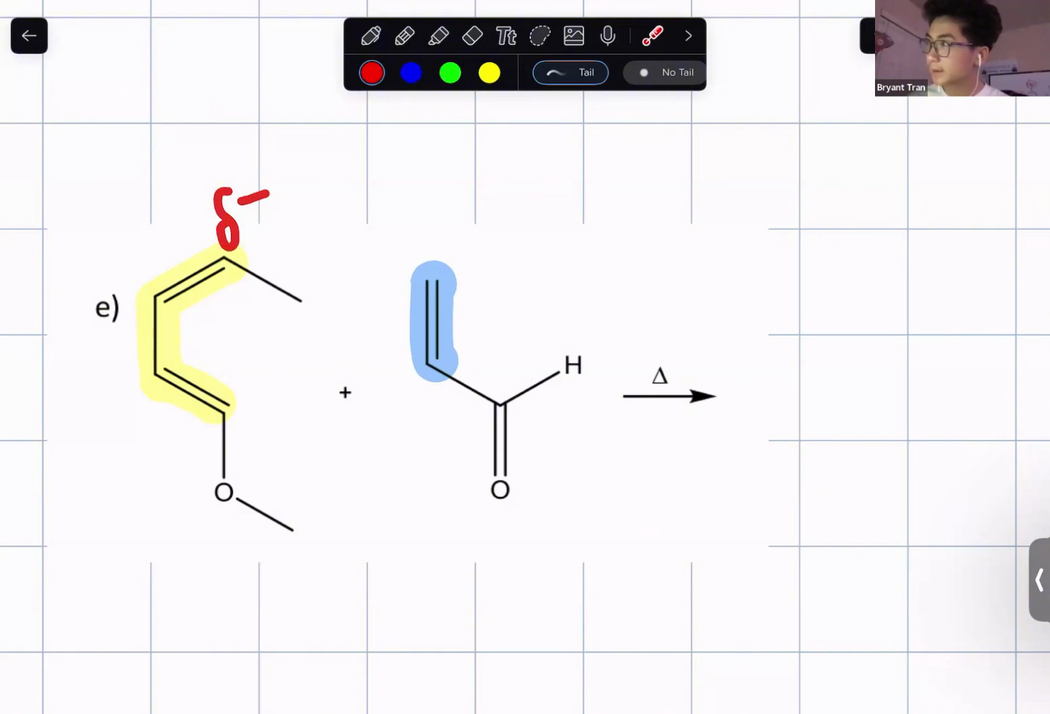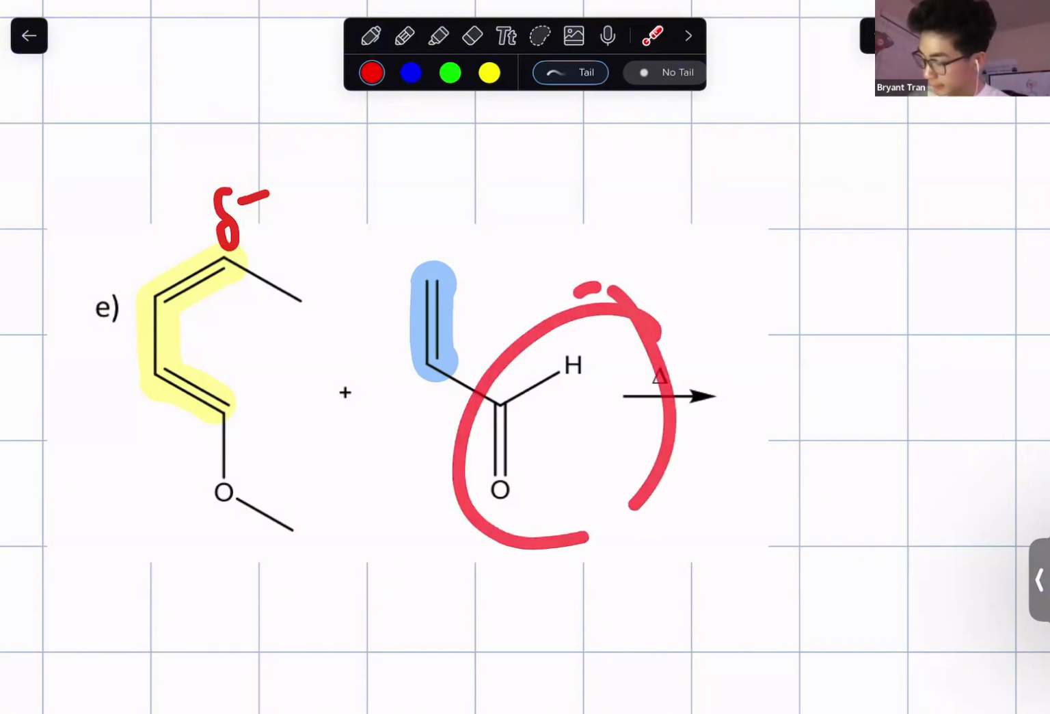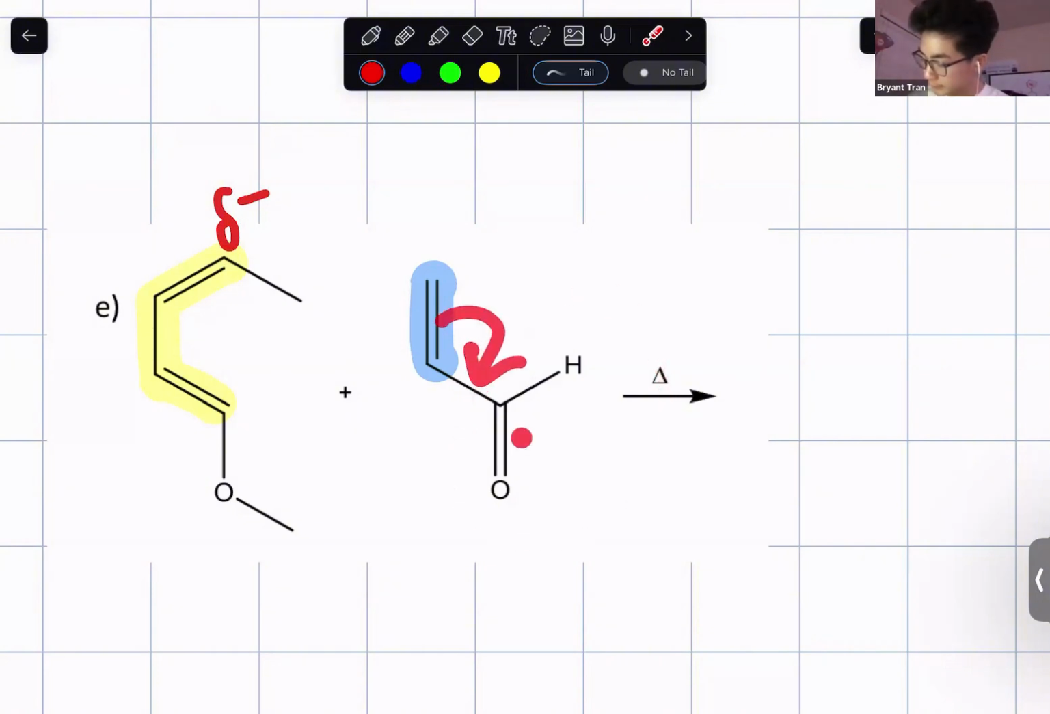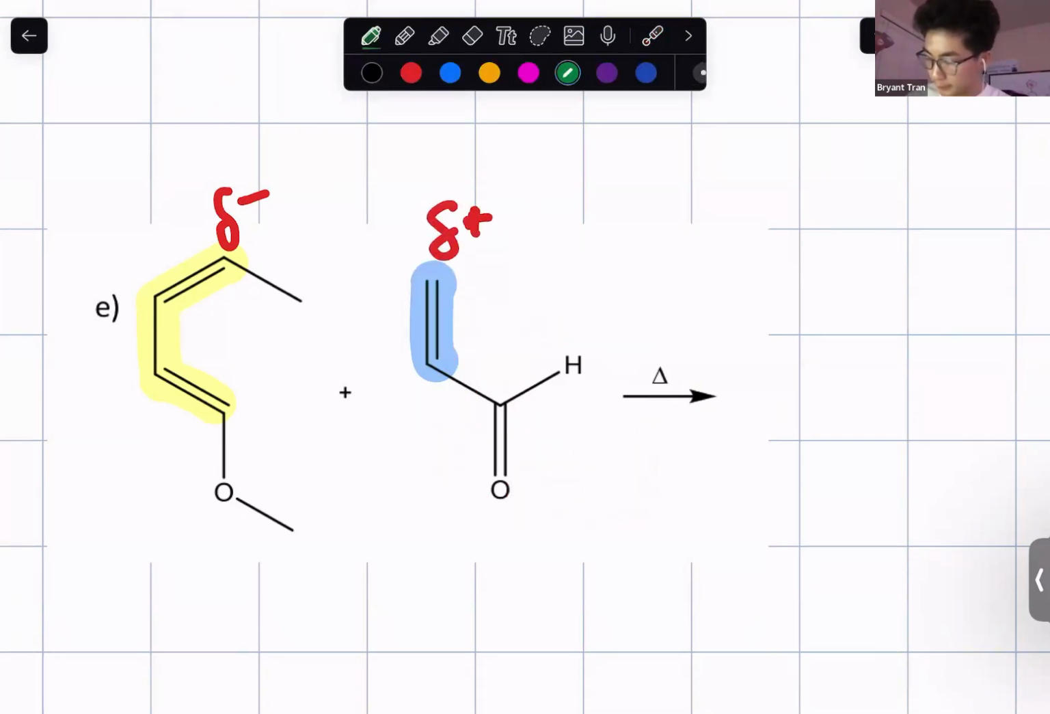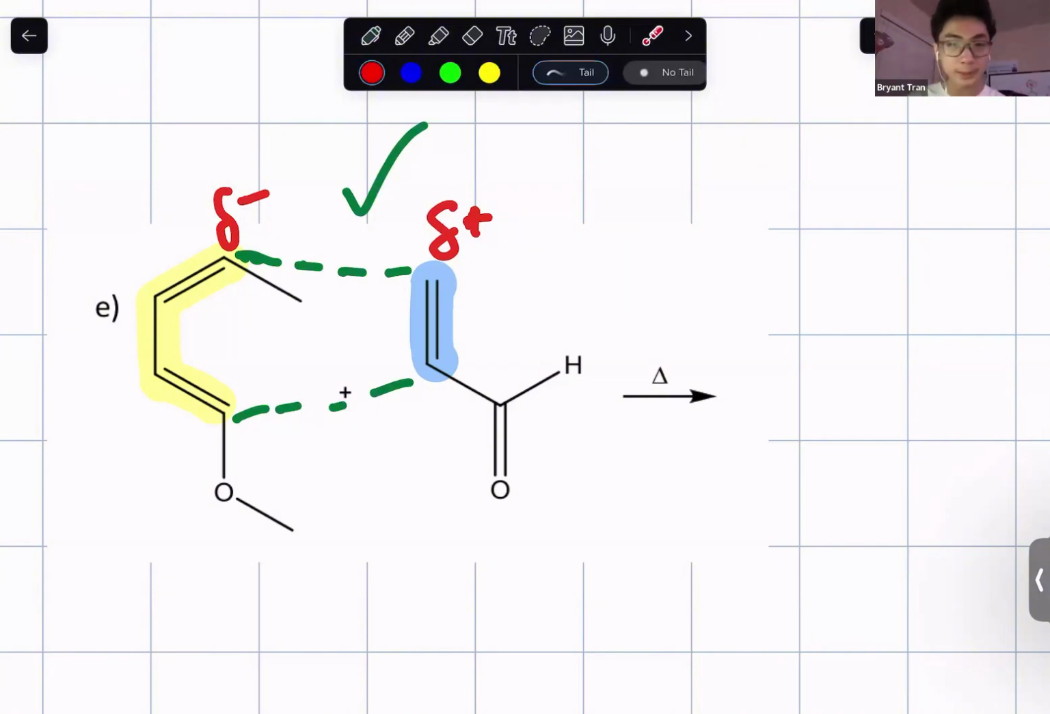And we see that this is the EWG right here, and it's an EWG by resonance because it's directly withdrawing electrons from this dienophile system, giving this carbon here a positive charge. So when we draw the pocket between the diene and dienophile, the charges do align, so we don't have to do any flipping, rotating, or anything. We can keep it like that and proceed with the mechanism, right?